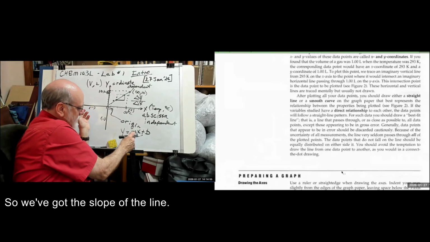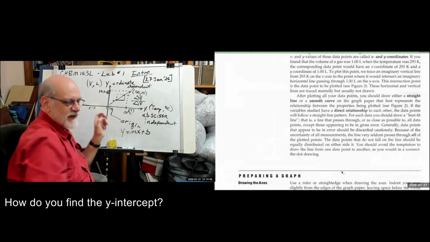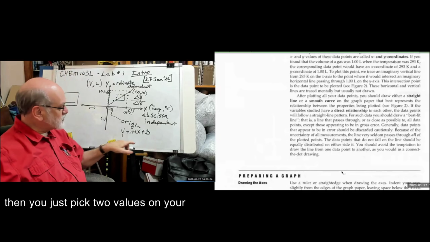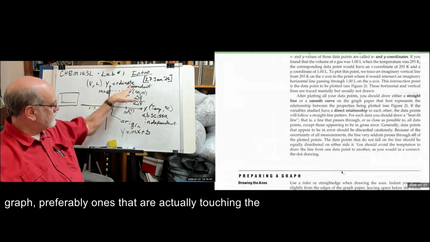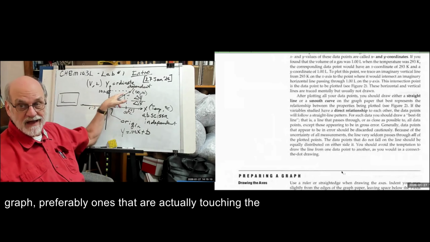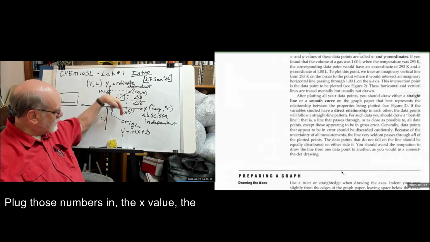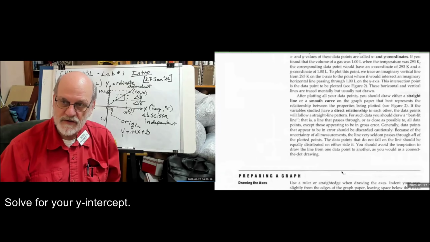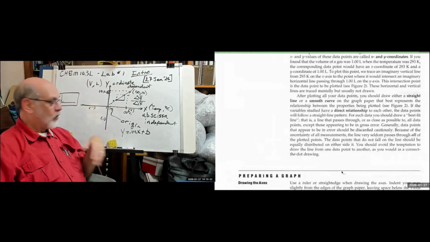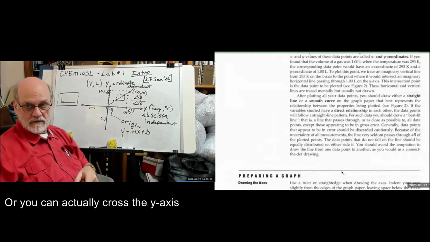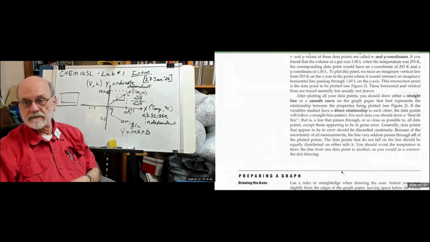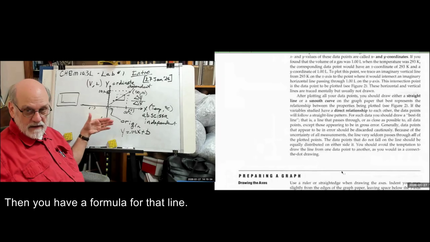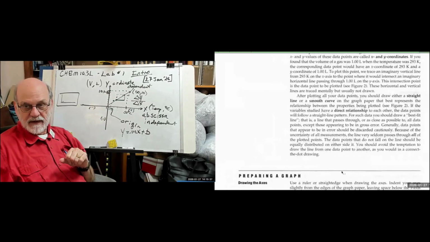All right. So we've got the slope of the line. How do you find the y-intercept? Once you've got the slope of the line, then you just pick two values on your graph, preferably ones that are actually touching the line. Plug those numbers in, the x value, the y value, the slope value. Solve for your y-intercept. Or you can actually cross the y-axis and see where it is. Either way. Then you have a formula for that line.